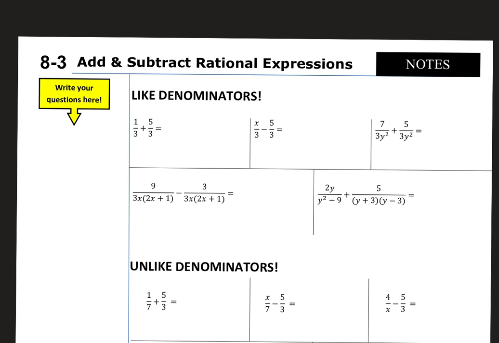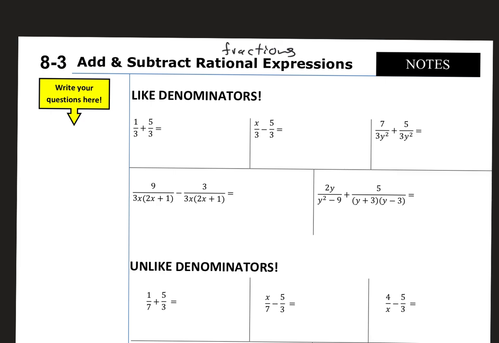All right, 8-3, add and subtract rational expressions. Here's the deal. This may seem a little complicated, may seem a little bit tricky, but all this really is the same thing as adding and subtracting fractions. This is just adding and subtracting fractions. So just like when you had to add and subtract fractions back in, what, 3rd or 4th grade, you now need to get common denominators to do it.